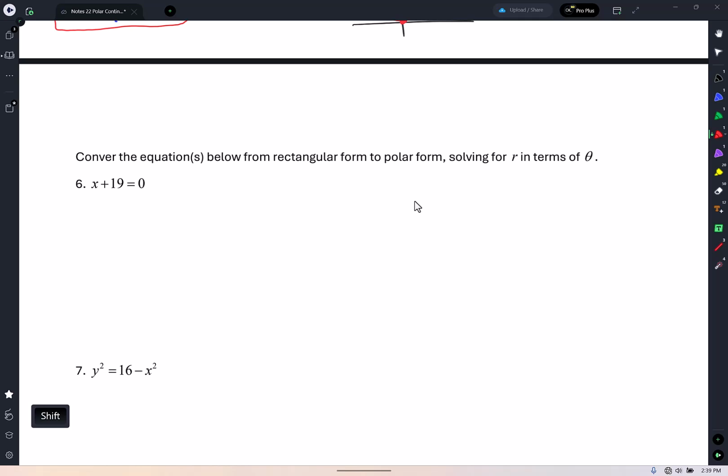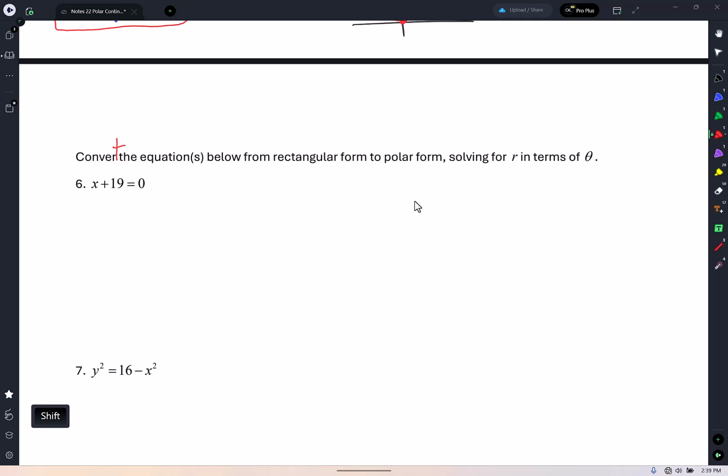All right. Convert. I didn't spell it correctly. It says convert. Put a T in there. Convert the equation below from rectangular form to polar form, solving for R in terms of theta. All right, guys, so I just want to see R and theta. That's it. I do not want to see X's and Y's now. So now we're going backwards.